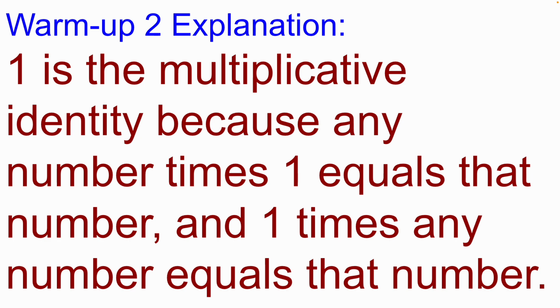And so that means that 1 is the multiplicative identity because any number times 1 equals that number, and 1 times any number equals that number. So when you're multiplying with 1, whatever number you multiply 1 by, you just get that number back.